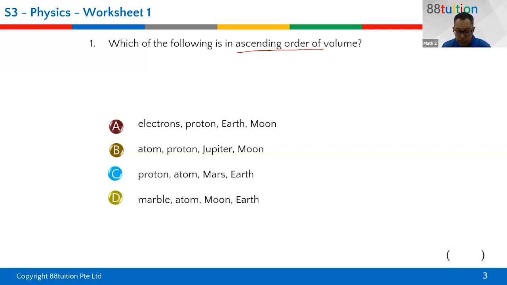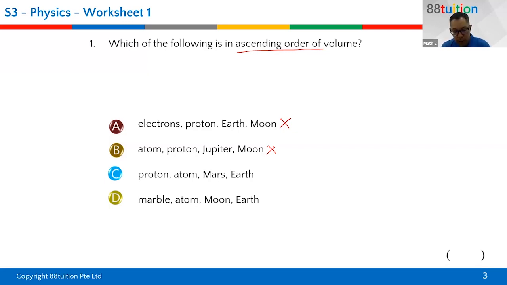Then you look at Earth and Moon. Earth is definitely bigger than Moon, so there's no way Moon will come after Earth. So the first one is out. The next one, again, there's no way a Moon can be bigger than a planet, so B is also out. C, possible, not sure. So let's KIV first.